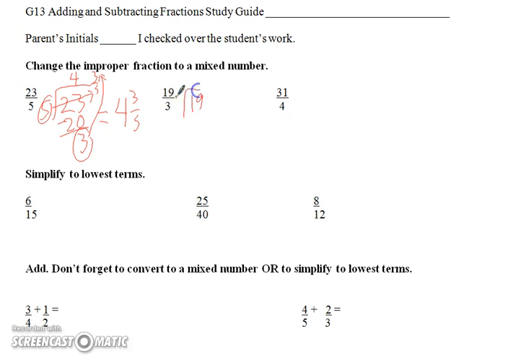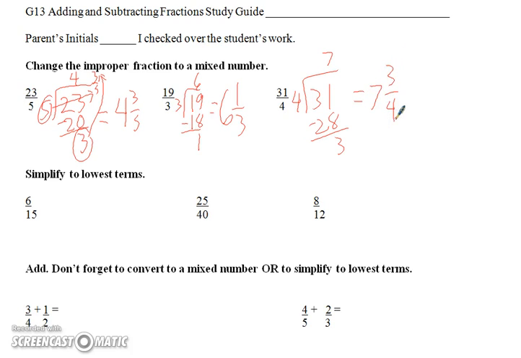19 divided by 3 goes 6 times. 6 times 3 is 18. 1 left over, so it equals 6 1/3. 31/4 is really 31 divided by 4 goes 7 times for 28. 3 left over, so it equals 7 3/4.